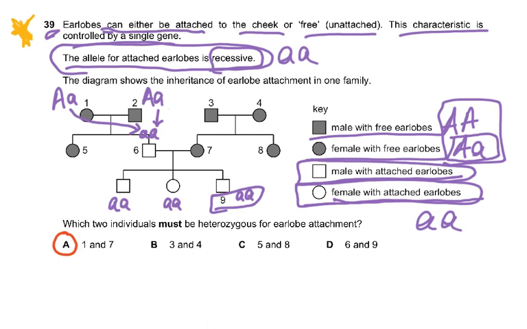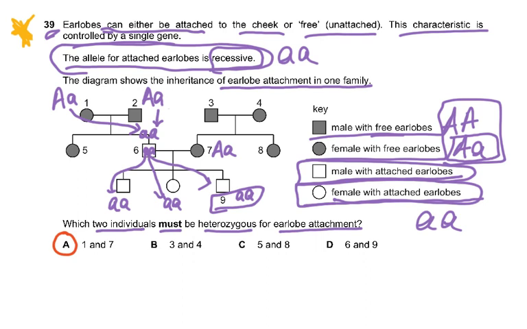Now, the diagram shows the inheritance of earlobe attachment in one family. Which two individuals must be heterozygous for earlobe attachment? Now you know another thing is that parent 6 is small a, small a. So all his children have one small a from him, and the other has to come from 7, and 7 is free earlobe. So this 7 has to be big A, small a.